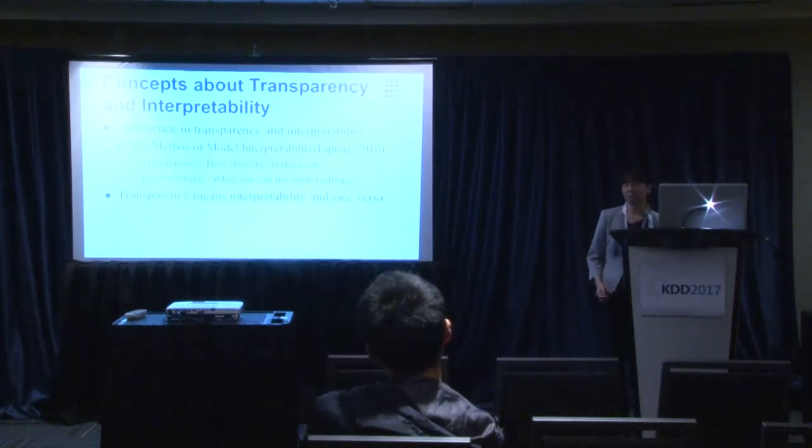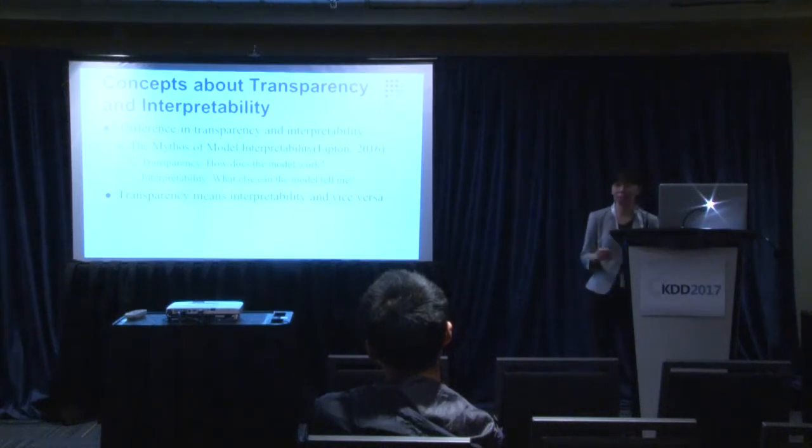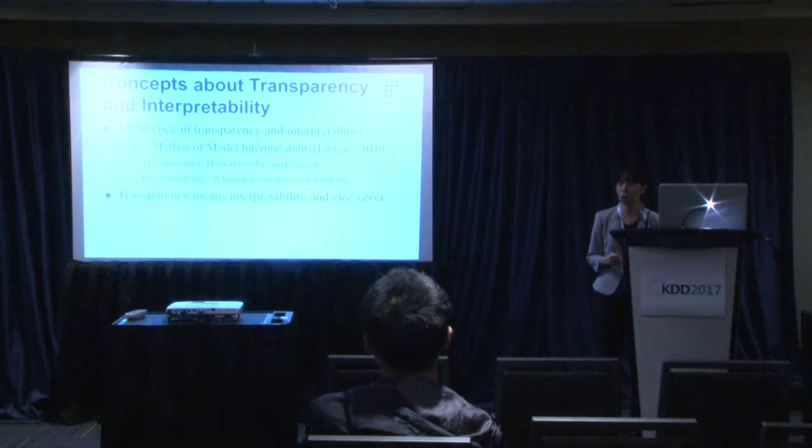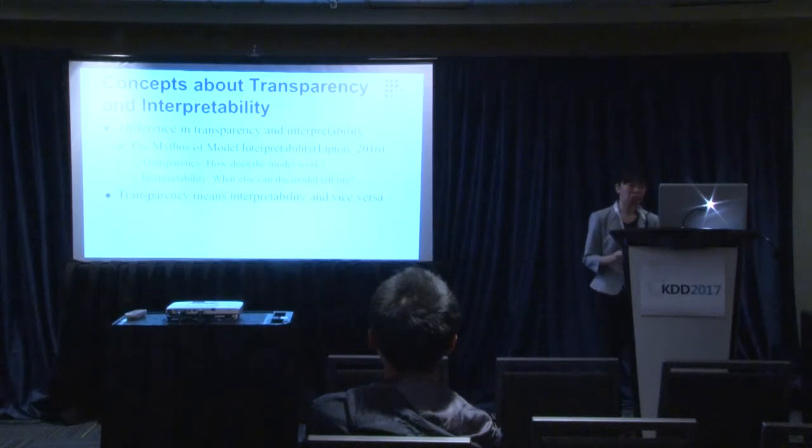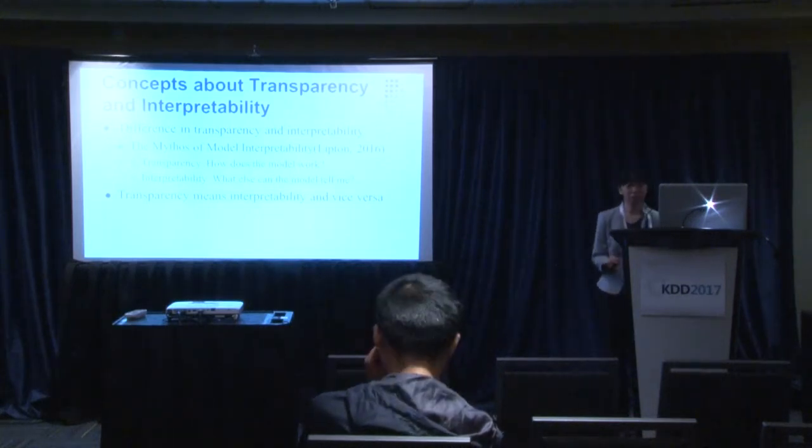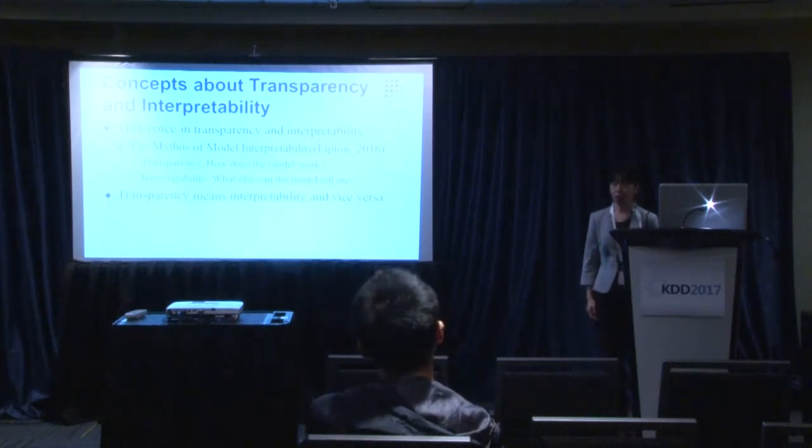Then what exactly are transparency and interpretability? In Lipton's work, published in 2016, they define transparency as how the model works, and interpretability as what else the model can tell me. So they distinguish between transparency and interpretability. But in a considerable amount of work in the literature, transparency means interpretability and vice versa. In this tutorial, we will not distinguish between transparency and interpretability either.